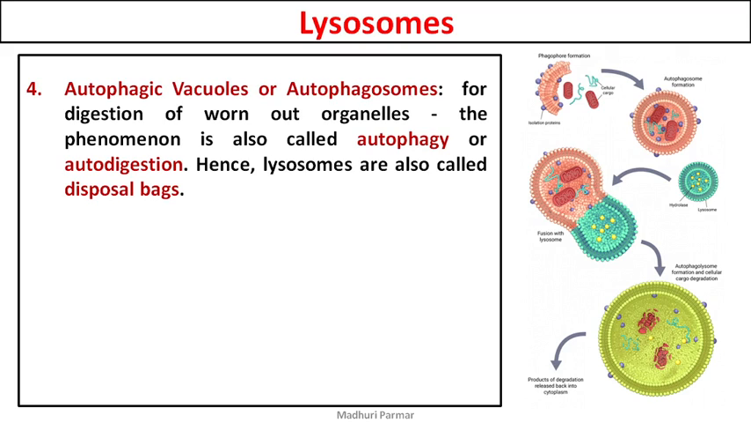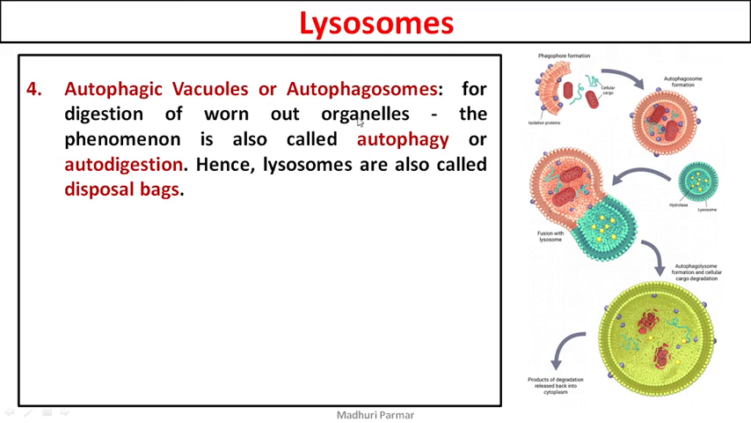So it is called an autophagosome. The same thing is applicable in this term also, autophagic vacuoles. Autophagy again means to eat yourself. So the cells eat themselves, or rather the cell organelles. Fine, let us understand that, for digestion of worn out organelles.